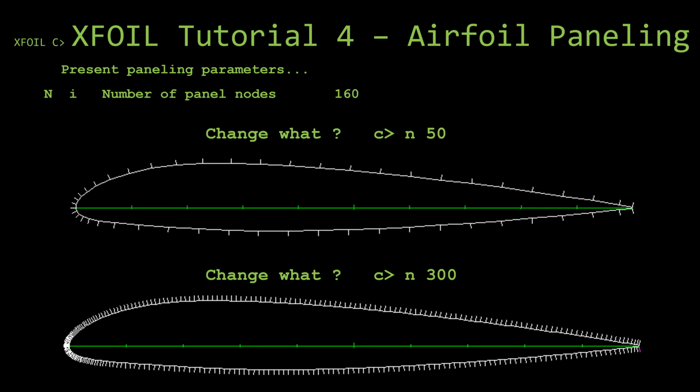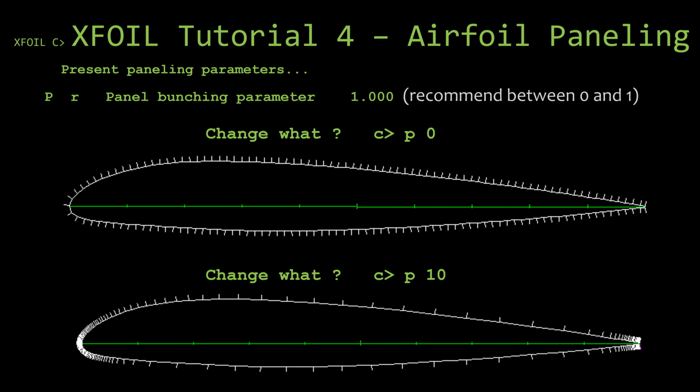So you can kind of see the difference between these two, the difference between 50 panels and 300 panels. 50 looks a little bit too sparse for this airfoil, so I would definitely try and kick it up a little bit more than that. But 300, as you can see, it's got a really good representation of the airfoil, so I don't know if I'd really go up above 300 for this. In fact, you'd probably be good at 200.